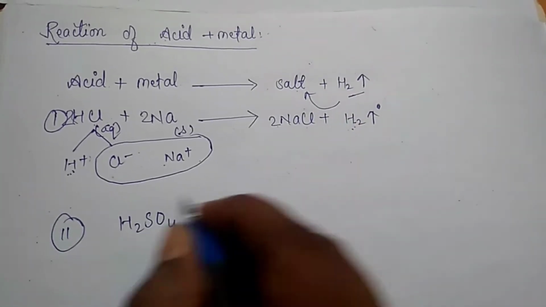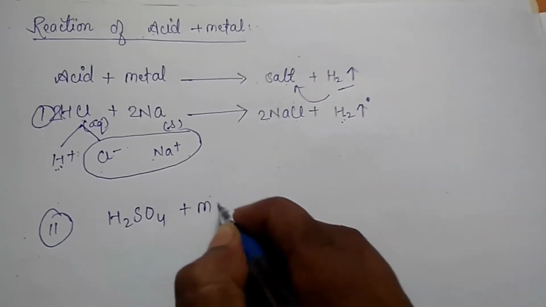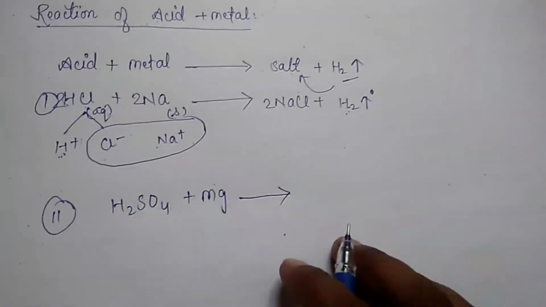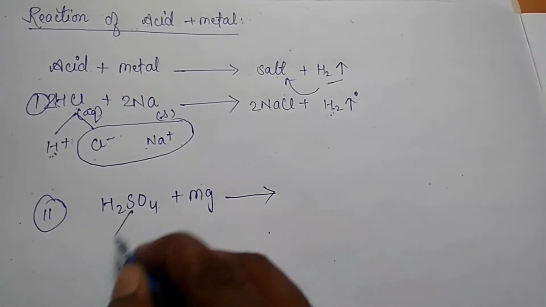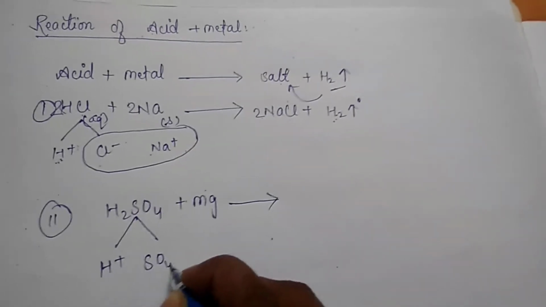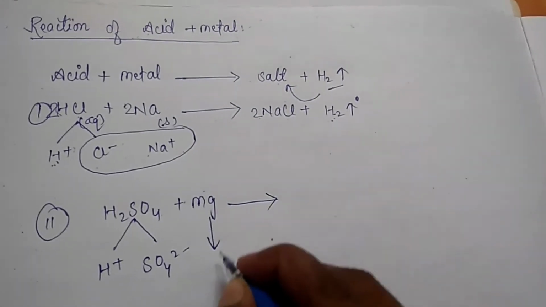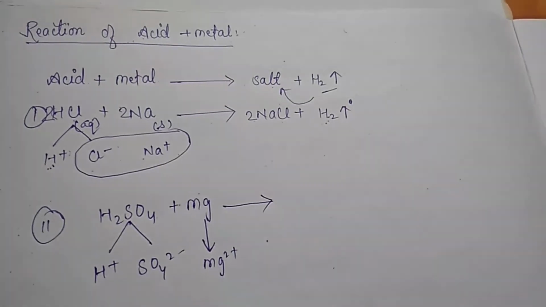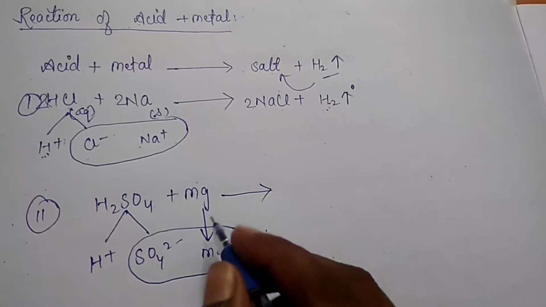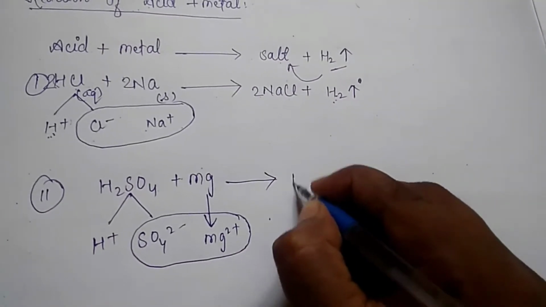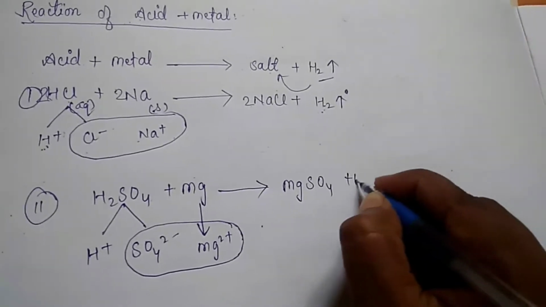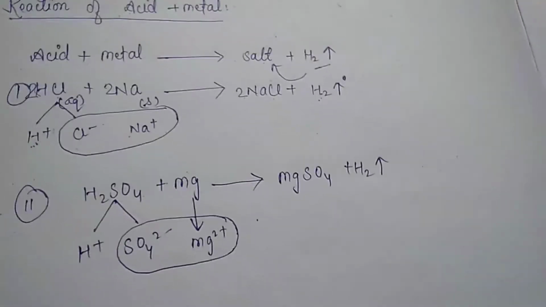H2SO4 plus magnesium. See, children, break into their ion form: H plus and SO4 2 minus, Mg 2 plus. Okay, children, now plus 2 and minus 2 will cancel, children. So it forms MgSO4 plus H2. Easy, children?